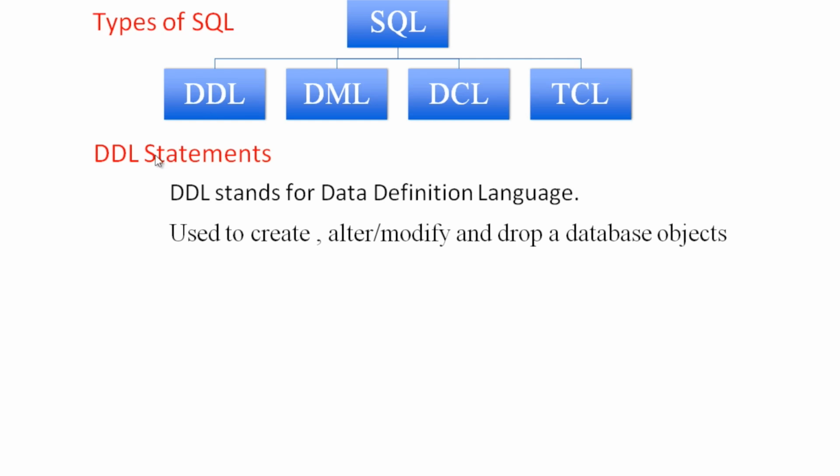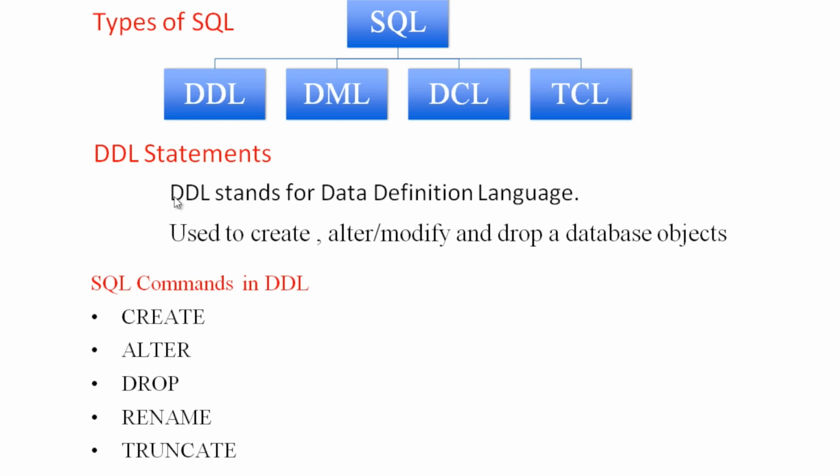What is a DDL statement? DDL statement stands for data definition language. And the use of this DDL statement is that it is used to create, alter or modify, or drop a database object. In the previous section we already saw what a database object is. I mean the table, views, synonyms, all those things are called database objects.